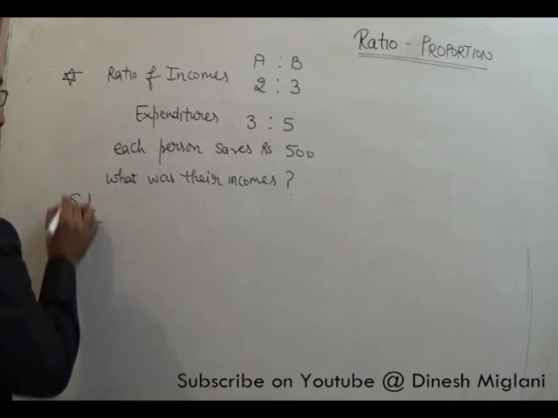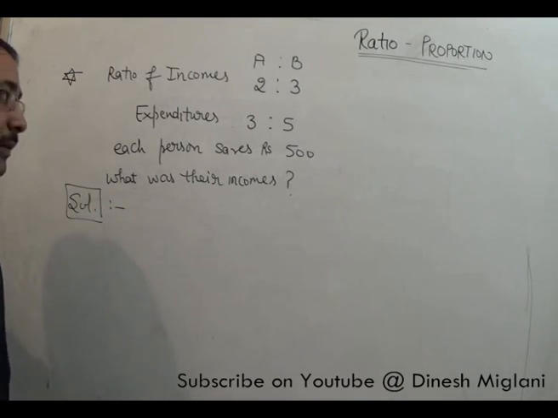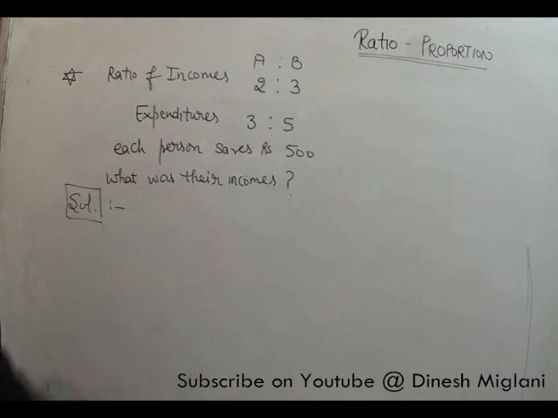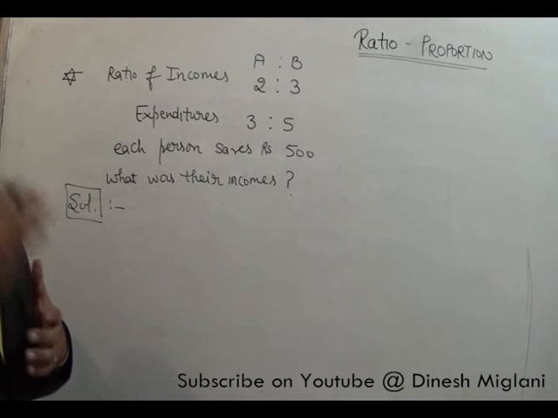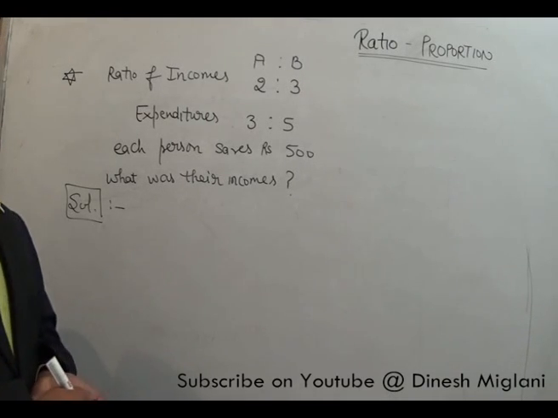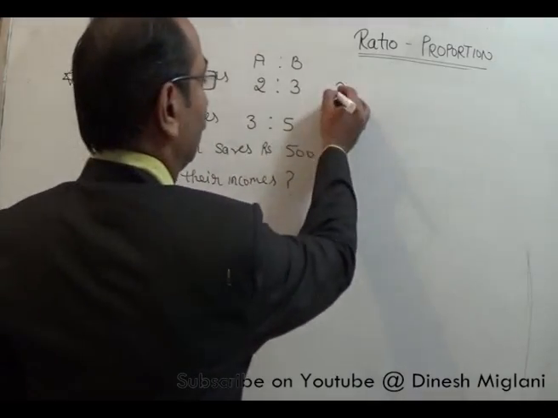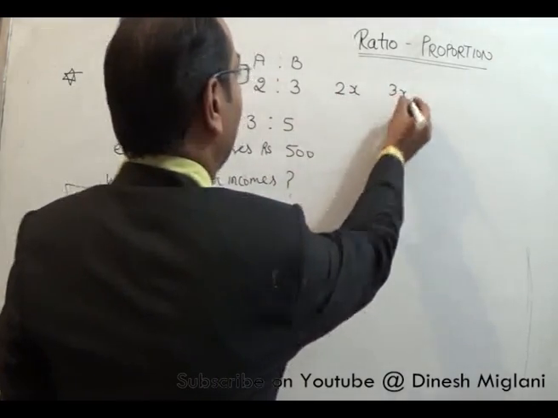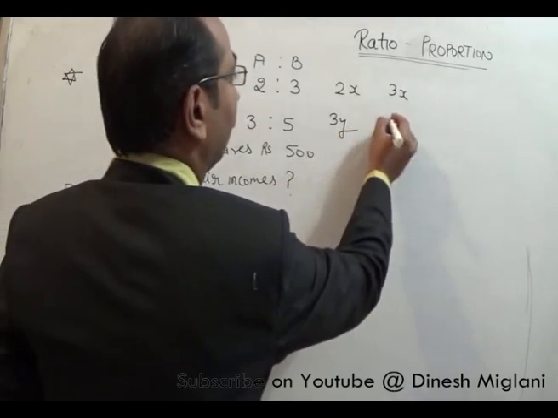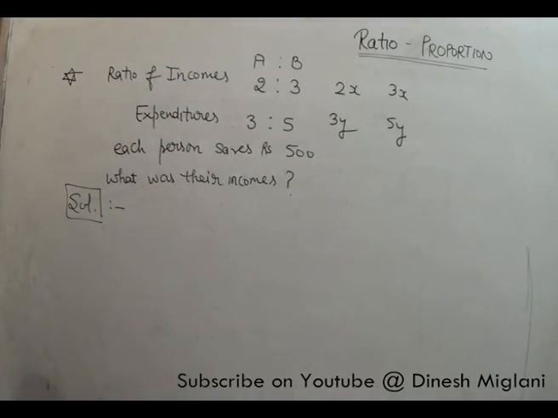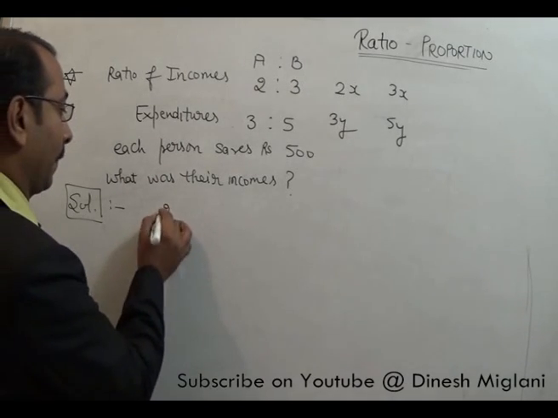Now, the point that I want to explain to you in this question: suppose two different ratios are given, incomes and expenditures. When I assume the absolute values, we have to take the variable to be different. Constant to be different, this is 2x and this is 3x. Here I will take 3y and 5y. I cannot take both in x. If the first thing I am taking in x, the second I will take in y.